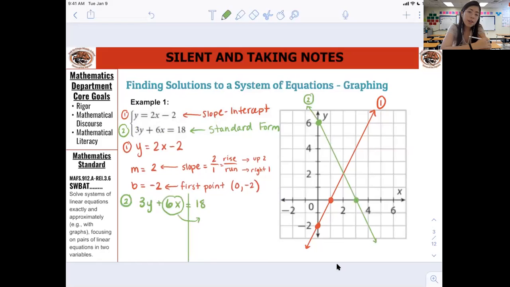Since the 6x is a variable, we can't do nothing with it. So we do 6x plus 18.